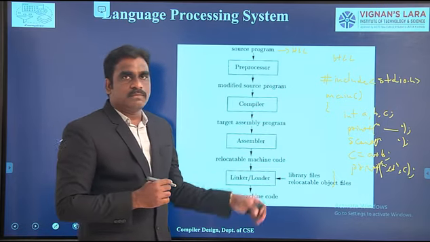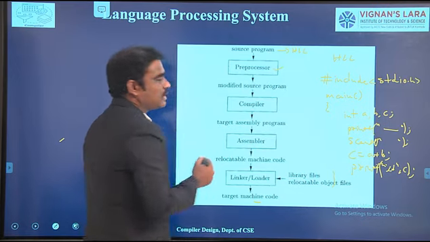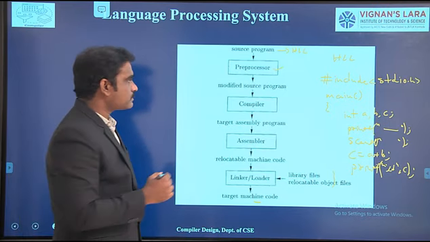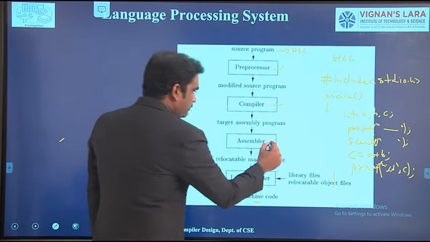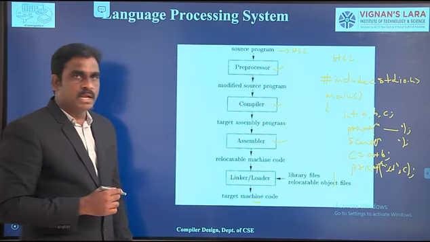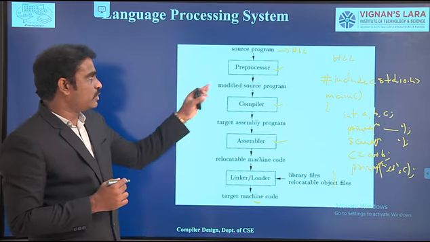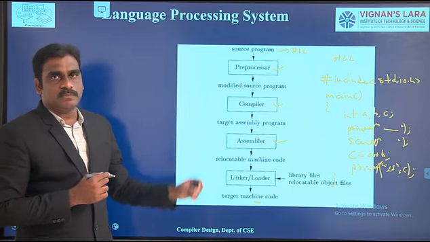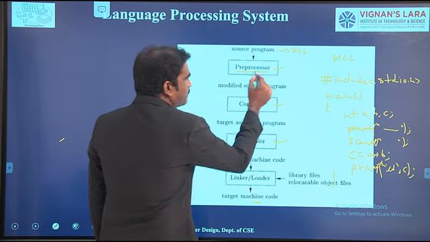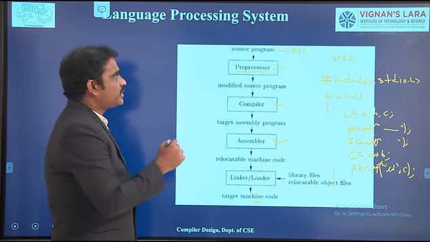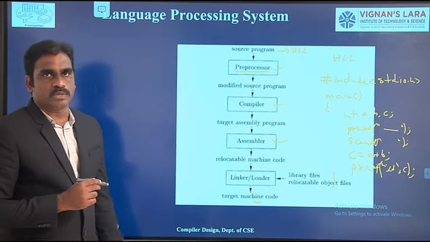In this process we have a total of 4 modules. The first module is the preprocessor, the second module is the compiler, the third module is the assembler, and the fourth one is the linker and loader. So we have 4 modules in a language processing system. The preprocessor input is the source program and it generates a modified source program.